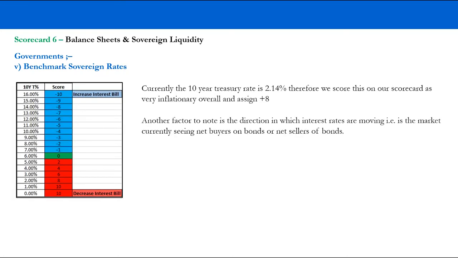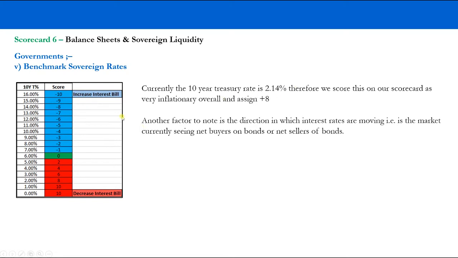So you can go into the spreadsheet, endogenous driver analysis, and go to the government tab, and you can have a look at where the data comes from in the sources section, and in the government tab you can have a look at how this is all worked out and have a look at the charts and see where the data is feeding from. Now currently the 10-year Treasury rate is 2.14%. Therefore we score this on our scorecard as a very inflationary overall number and assign a +8 number.